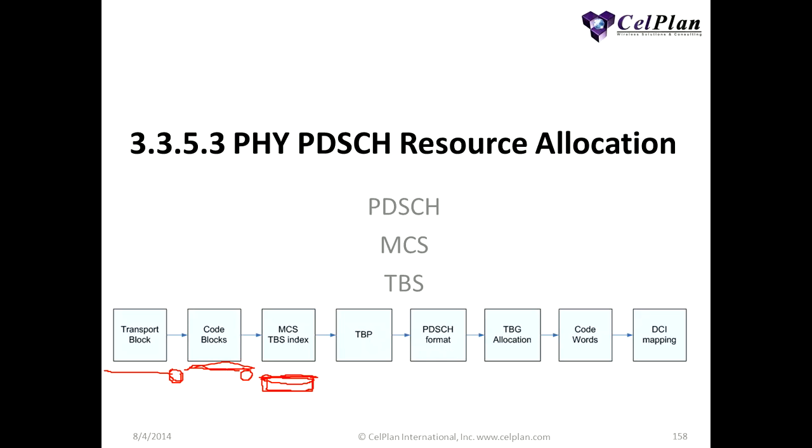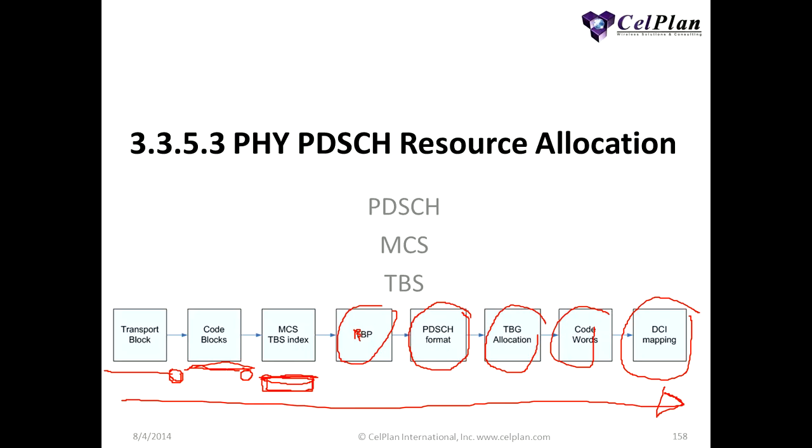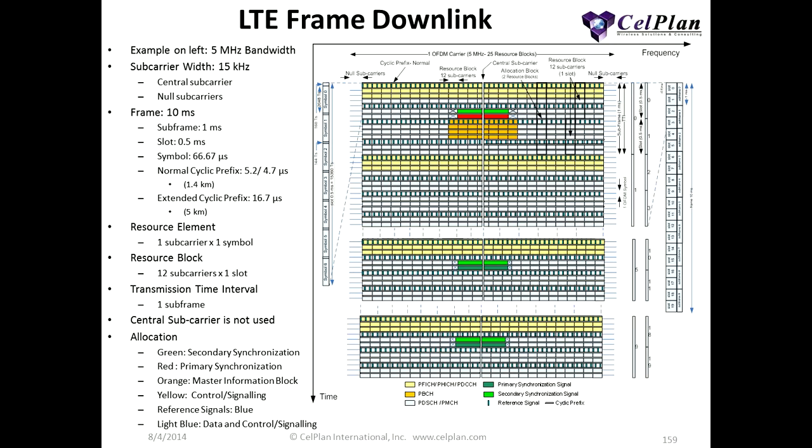You will need to use so many resource block pairs. Again, the same mistake. Okay, so many resource blocks, and this will define your PDSCH format, your resource block group allocation, your code words, and finally the DCI mapping. So it's a very elaborate process to save some bits, but it does work.